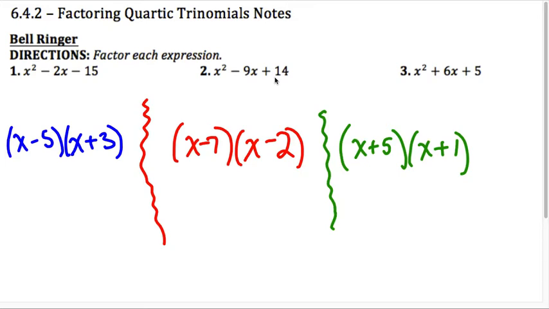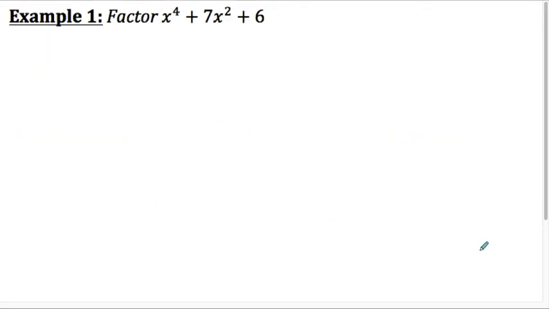And then the last one, we're trying to get two numbers that multiply to give you 5 and add to give you 6. 5 only has two factors, 1 and 5, so 5 times 1 is 5. 5 plus 1 is 6. All right, so now what we are doing here in this new notes is really not anything different.